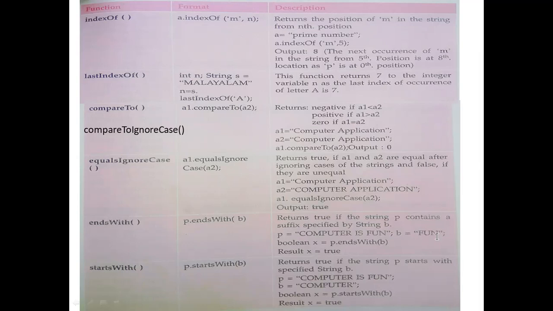B has fun. Now see here. Boolean x is equal to p.endsWith(b). What P has? Computer is fun. What B has? Fun, right? Yes, sir. Computer is fun is ending with fun. Yes, it returns true. Any difficulty in it? No, sir. So computer is fun and B is fun. Yes, it has matched and it says true. If not, it returns false.